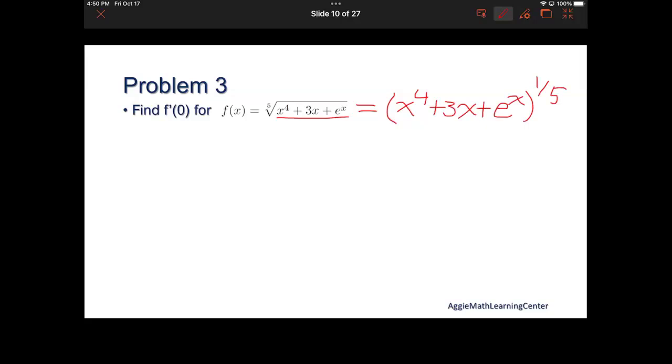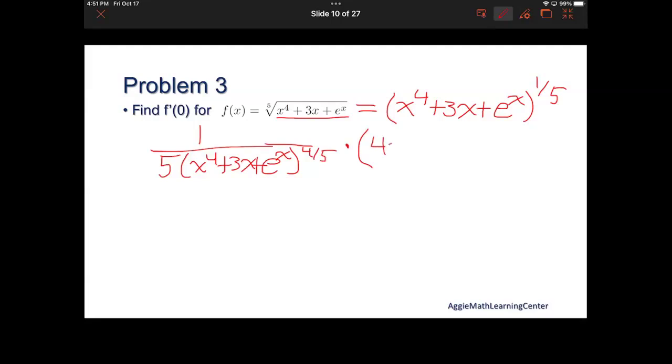So the derivative of this is going to be 1 over 5 times x to the 4th plus 3x plus e to the x, all to the power of 4/5. The reason we get that is we're subtracting 1, so that gives us a -4/5. A negative power is the same as just putting it in the denominator, like we did here. So this is the first part of our function. And then we need to multiply by the derivative of the inside. This one's a lot easier. If somebody just wants to shout out the terms.